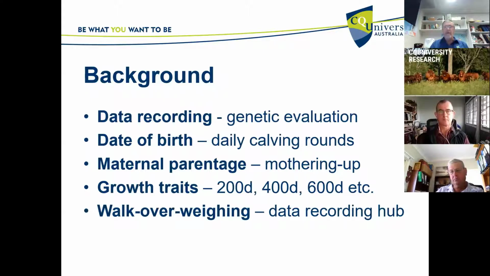Growth traits, traditionally, the cattle are brought to the yards and weighed at those specific times, and they're the traits currently analysed by BREEDPLAN. So the research we're involved with here was to look at walkover weighing as a data recording hub, and set that up to automate some of these measures for submission into BREEDPLAN. And what are the implications of that is in terms of enhanced genetic evaluation and perhaps even higher accuracy for some of the EBVs.